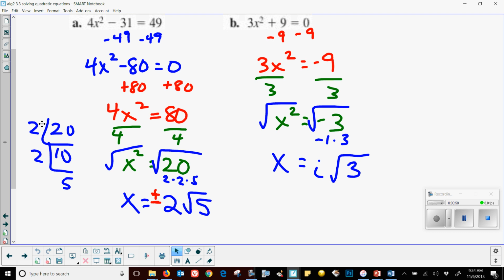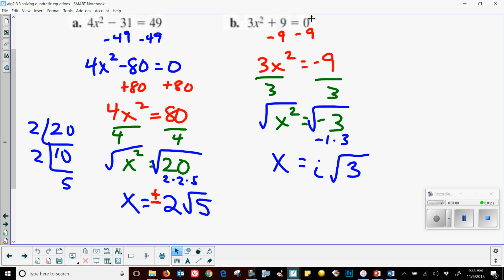20 factors out, so I have a pair of 2's that come out. 5 stays inside, so we have plus or minus 2 square root of 5. The positive version and the negative version, when I plug in here, it ends up being positive. So that's why they both work.